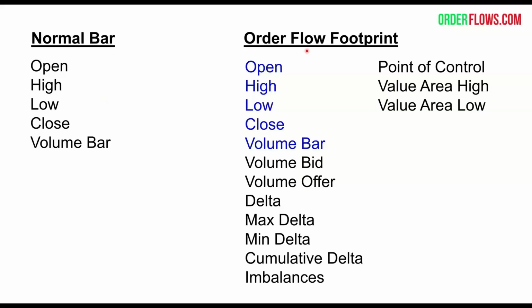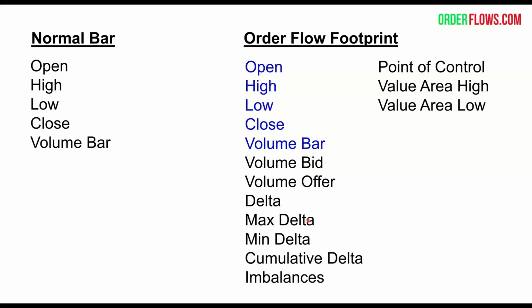And a footprint chart is going to also give you the open, high, low, close, and the volume for the bar, but it's also going to tell you the volume that traded on the bid, the volume traded on the offer, what the delta was, the difference between aggressive buying and aggressive selling in the bar, who was in control.